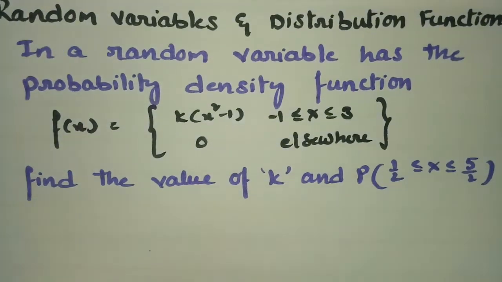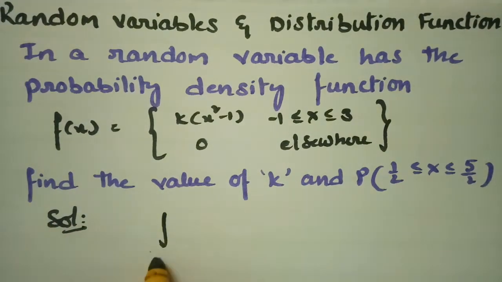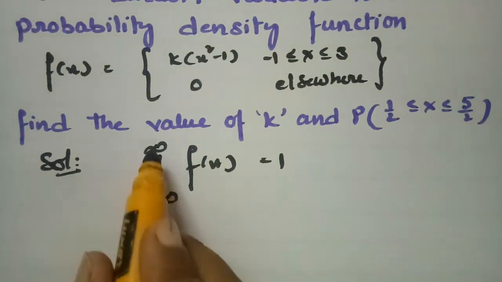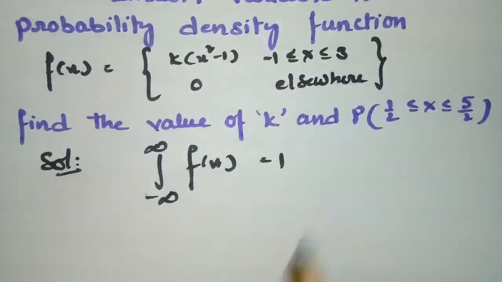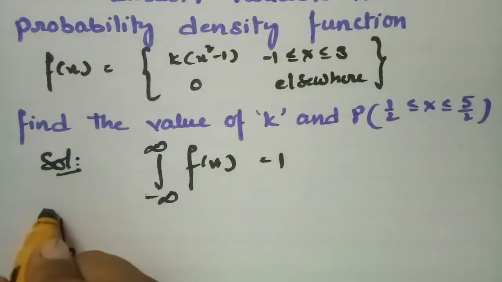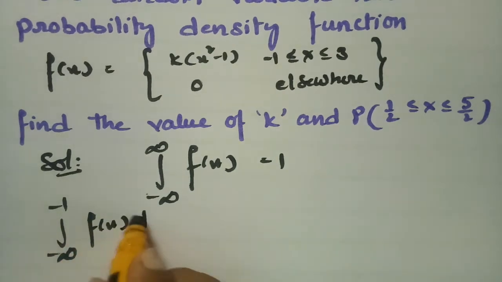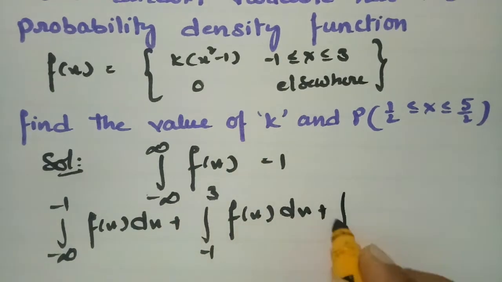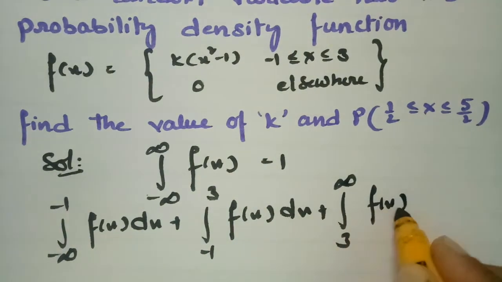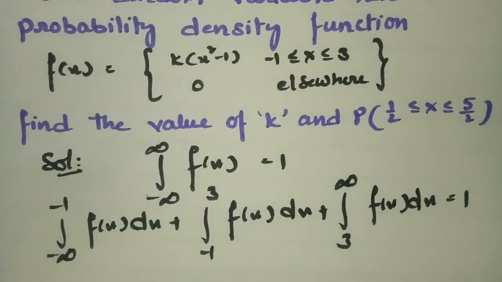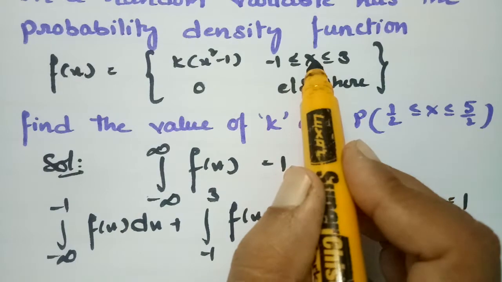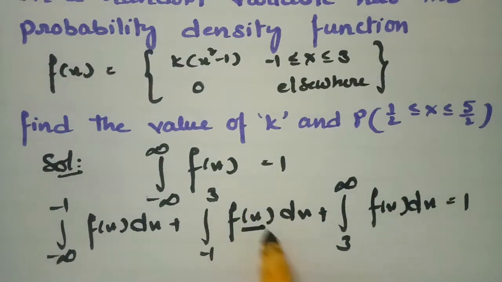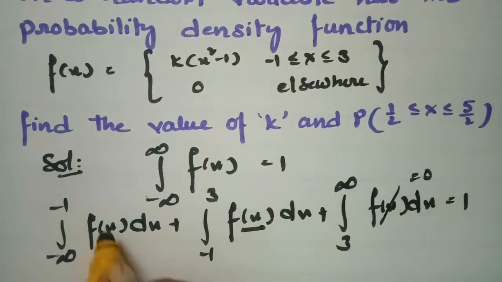For finding the value of k, as you all know, the total probability is always equal to unity. So between minus infinity to plus infinity, I'm inserting minus 1 and 3. That is, the integral from minus infinity to minus 1 of f of x dx, plus the integral from minus 1 to 3 of f of x dx, plus again from 3 to infinity of f of x dx, is equal to 1. When x lies between minus 1 and 3, the f of x value is k times (x square minus 1). Elsewhere, the function value is equal to 0.